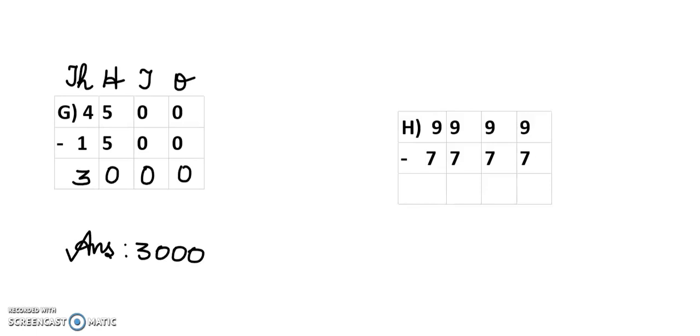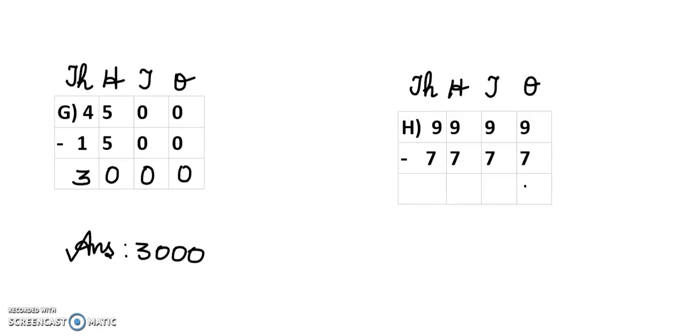Next one, write the place values of the number: ones, tens, hundreds, thousands. Next, we can subtract from the ones place, next the tens place, next the hundreds place, next the thousands place. First, 9 minus 7. So 7 is the smaller number, 9 is the greater number. So we can subtract 7 from the 9. So 7 after 8, 9.